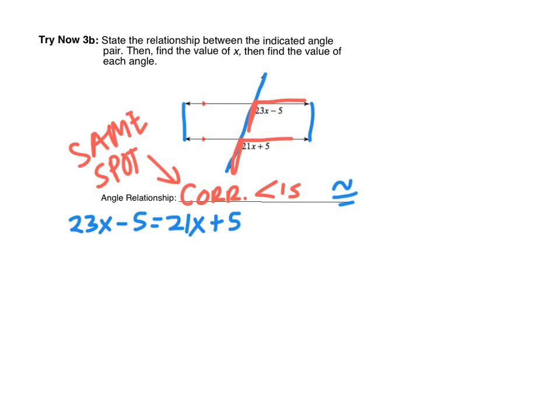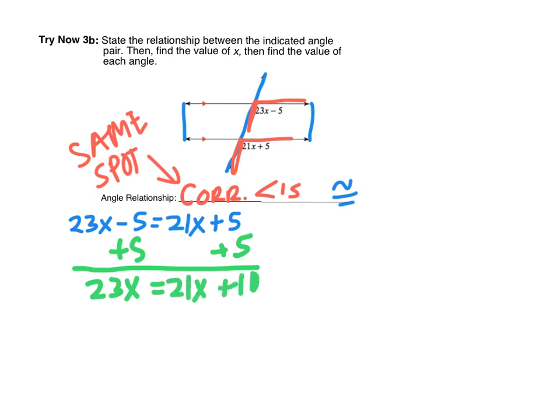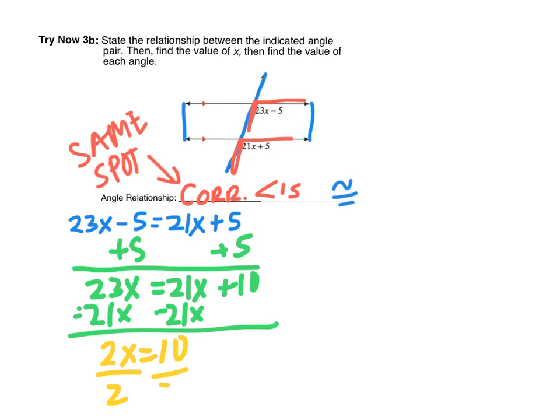In order to do that, let's start by adding 5 to both sides. When I do that, I get 23x equals 21x plus 10. Then we'll subtract 21x from both sides. When we do that, we get 2x equals 10. We'll divide both sides by 2. And we get x equals 5 as our final answer. Now we need to find the measure of each angle, so we're going to plug in 5.